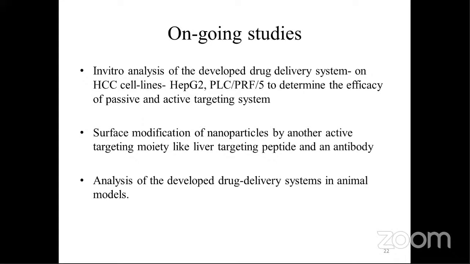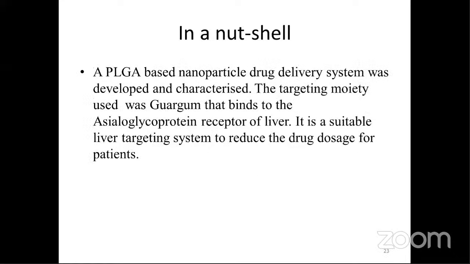So, in a nutshell, this PLGA based nanoparticle system was developed and characterized, and the targeting moiety used was guar gum, which binds to the asialoglycoprotein receptor of liver. And I hope it will be a suitable liver targeting system to reduce the drug dosage of patients so that it targets directly to the liver.